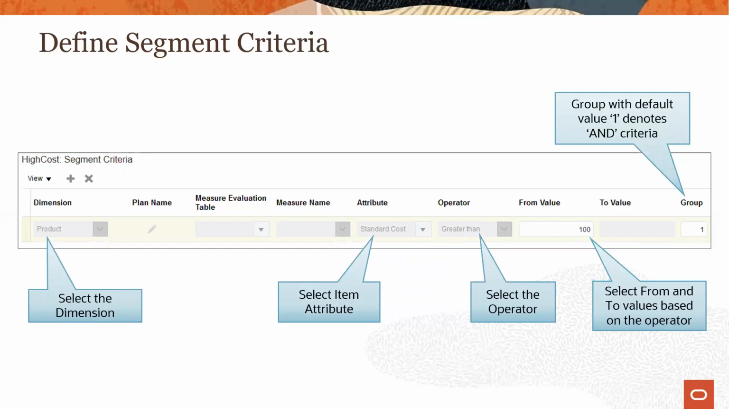You can define more than one criteria per segment. You can also define more than one criteria for the same dimension by selecting that dimension again under a separate row. Under a segment, these criteria conditions can have and or relationship.